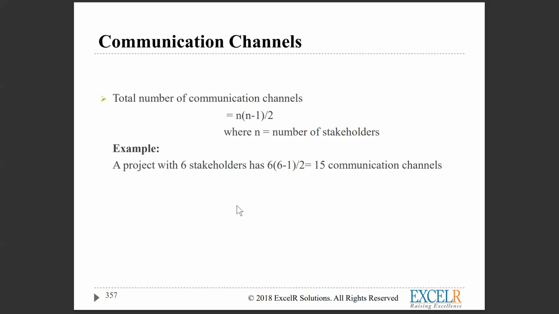So this is how many channels you can create: n into n minus 1 by 2, where n is the number of stakeholders. So if you're having 6 stakeholders, that means 15 communication channels you will create.